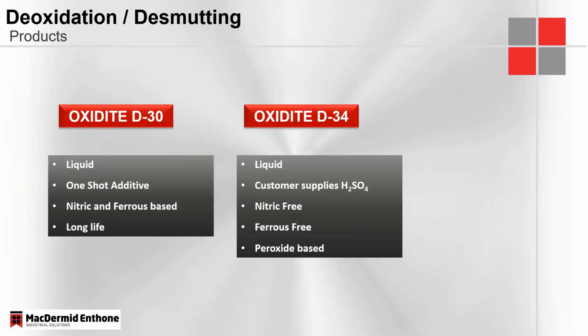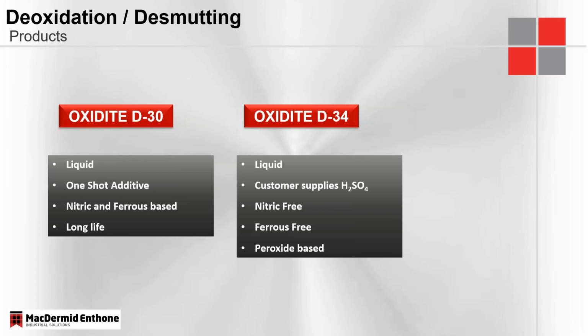So the products we've got here are really two products. One is an iron-based deoxidizer, desmut, the D30. It can be used for all general applications. It works extremely well. It comes as a liquid. It is a one-shot additive and diluted with water. It contains a little bit of nitric and obviously ferrous, and it's a long life product.